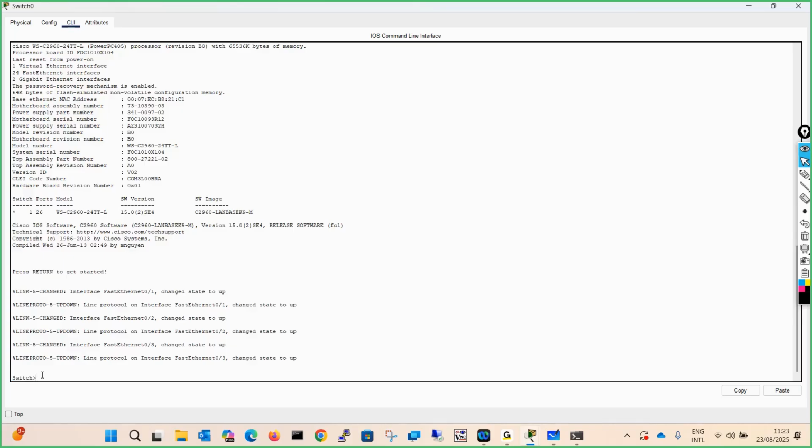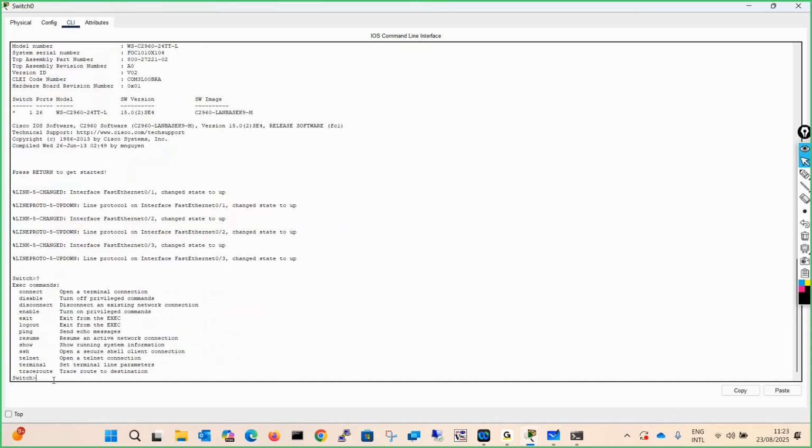This sign indicates that you are in the user execution mode, and this mode has very limited commands working. Monitoring commands, I can say, are working in this mode. If you want to see which more commands are working, just press question mark. These are user execution commands. Connect. Then you have disable to turn off the privilege mode. Then enable is there if you want to go into the next mode.